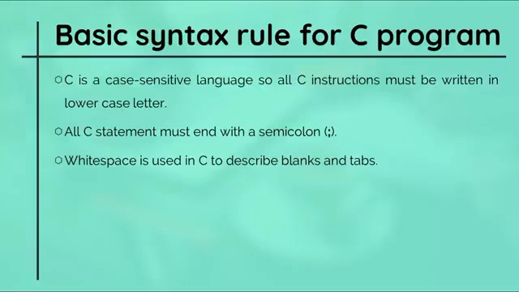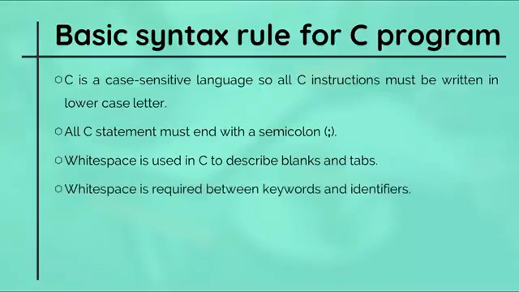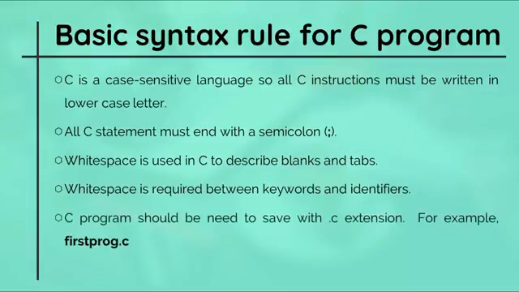White space is used in C to describe a blank, tab, newline, and comments in text. White space is required between the keywords and identifiers. We will learn about keywords and identifiers soon. And at last, a C program should be saved with the .c extension. For example, firstproc.c, or you can write any program name, but the extension should be .c only.